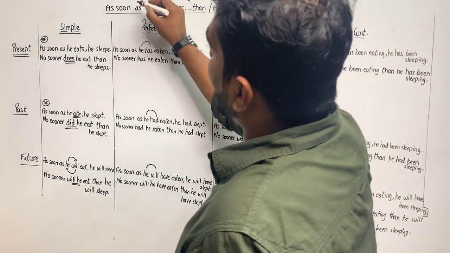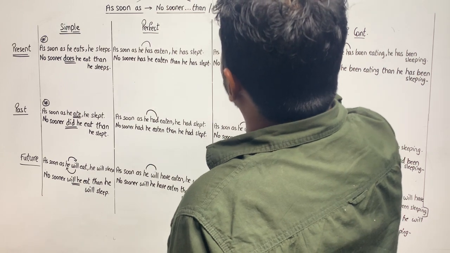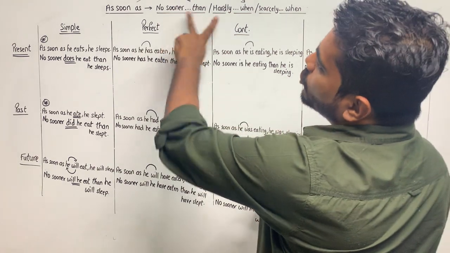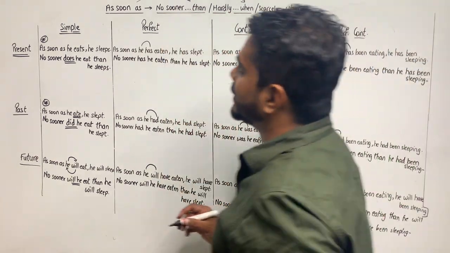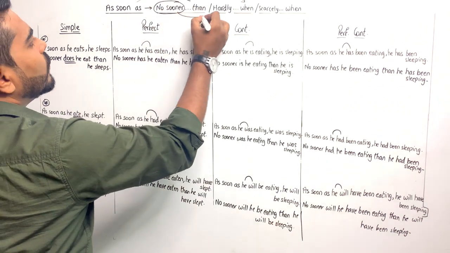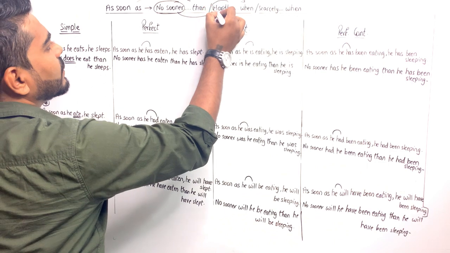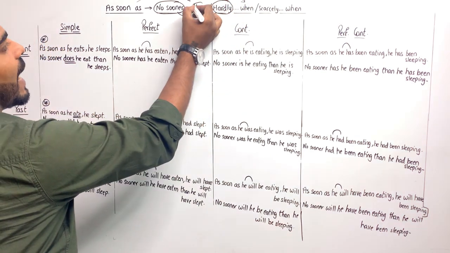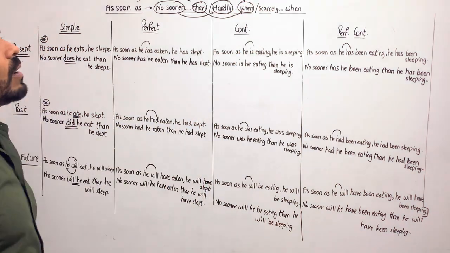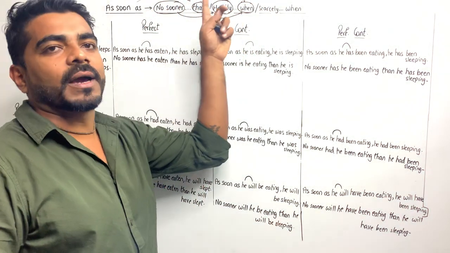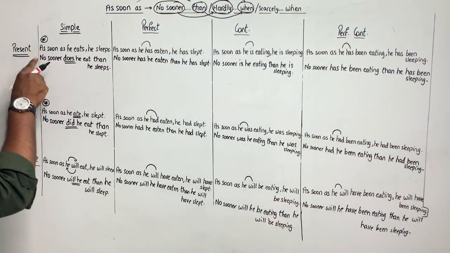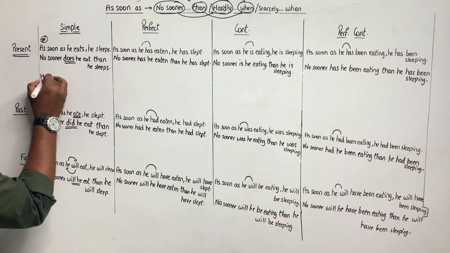Now, we are doing as soon as to hardly when. And it is almost the same as no sooner than. See what happens in this. No sooner will be replaced by hardly, and than will be replaced by when. No sooner becomes hardly, than becomes when.